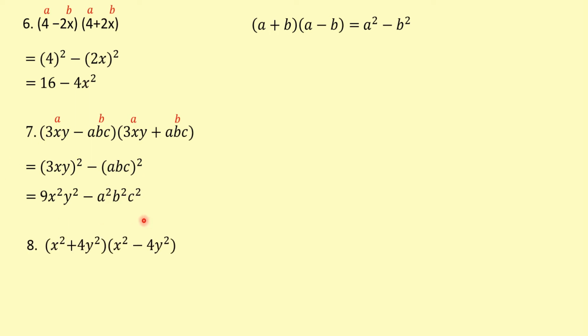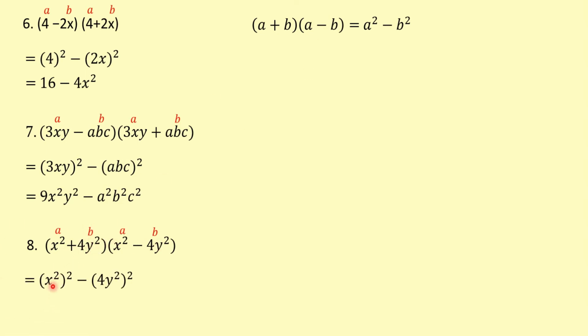For number 8, again, same na naman yung first term nila, x squared, same din yung second term. Nagkaiba lang sila ulit dito sa sign. So again, sum and difference of two binomials na naman to. So i-apply lang natin ulit itong formula. Again, ito yung A natin, yung x squared, yung B natin is yung 4y squared. Okay, apply lang natin yung formula.